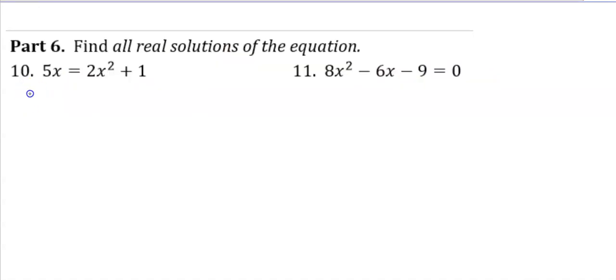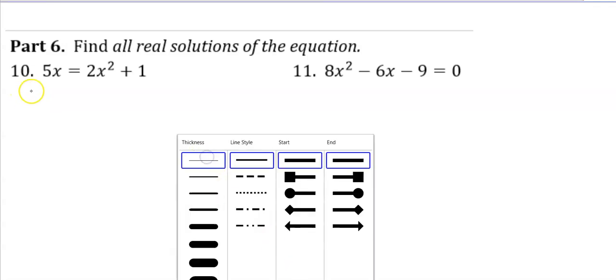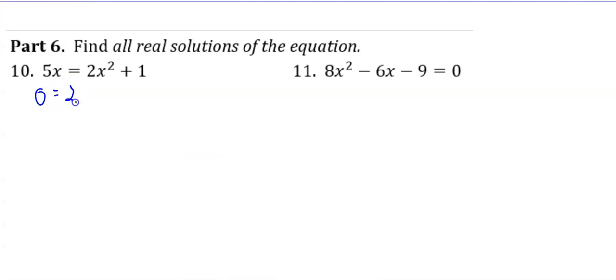So set this equal to 0. So we're saying 0 equals 2x squared minus 5x plus 1. It doesn't really give us a method, so we could choose whatever we want. Factors of 2 that add to 5, I don't think it's going to factor, so I'm picking quadratic formula this time. Seems like a good choice.